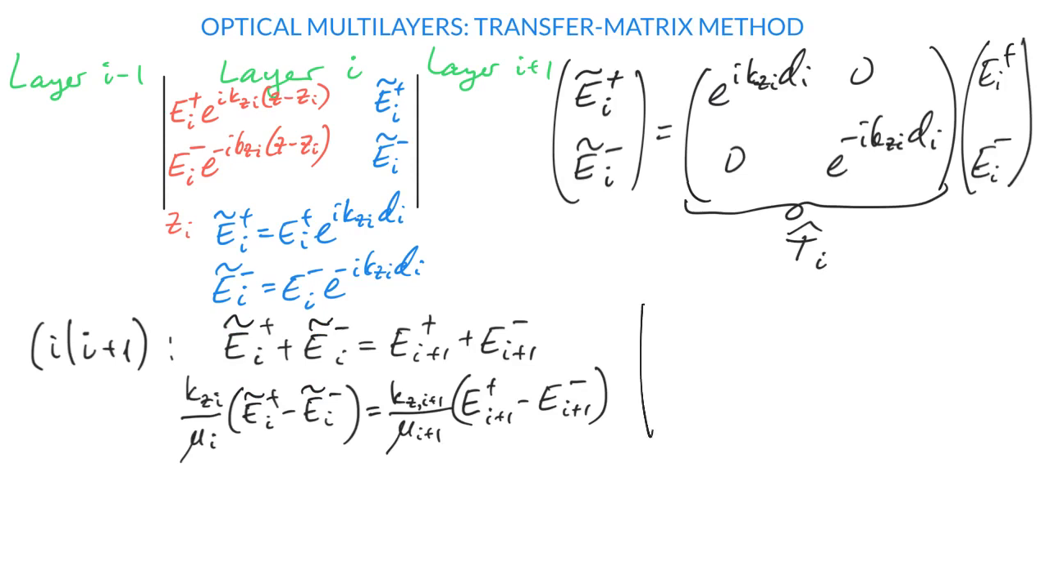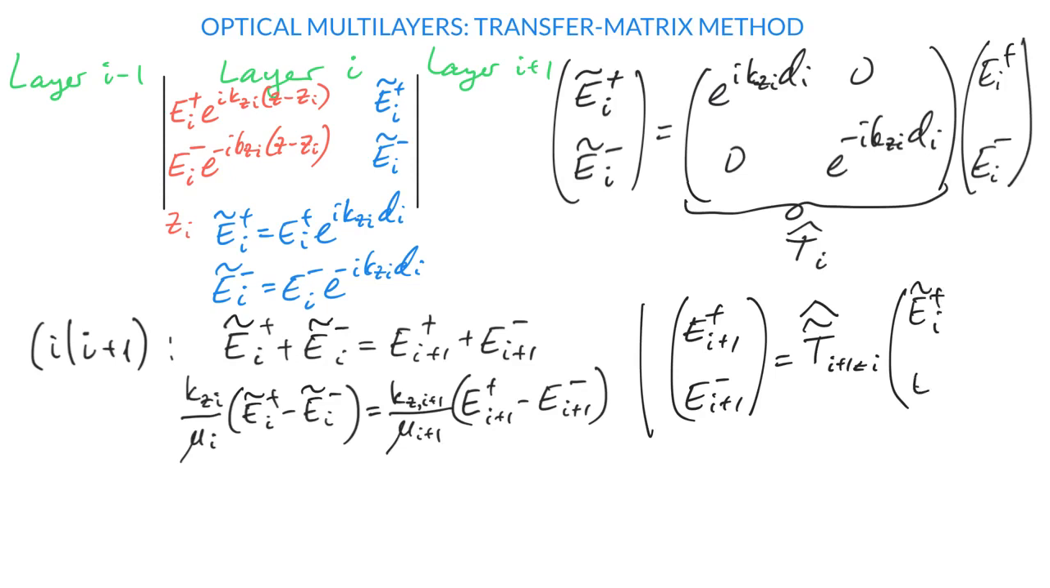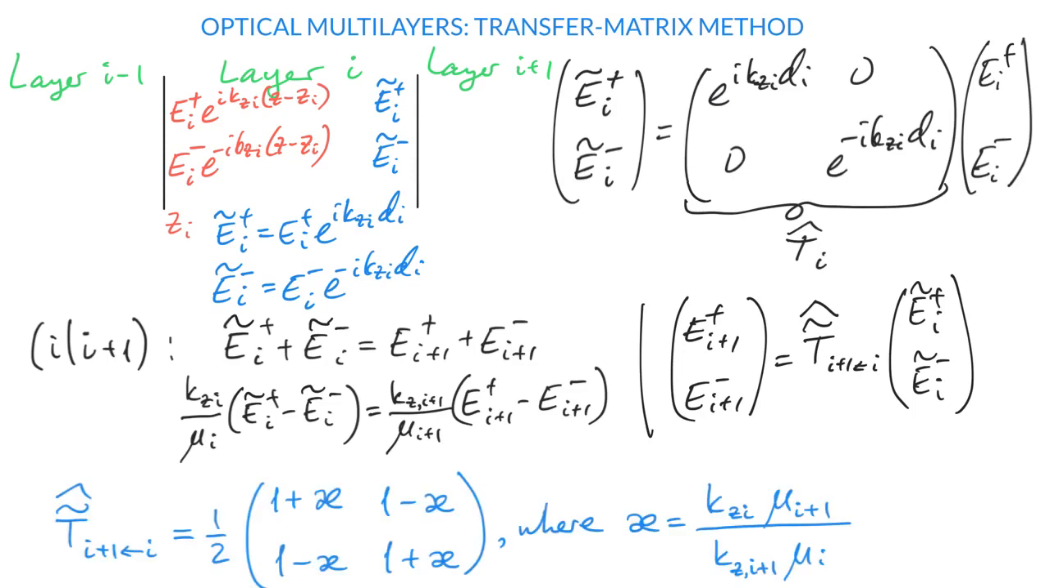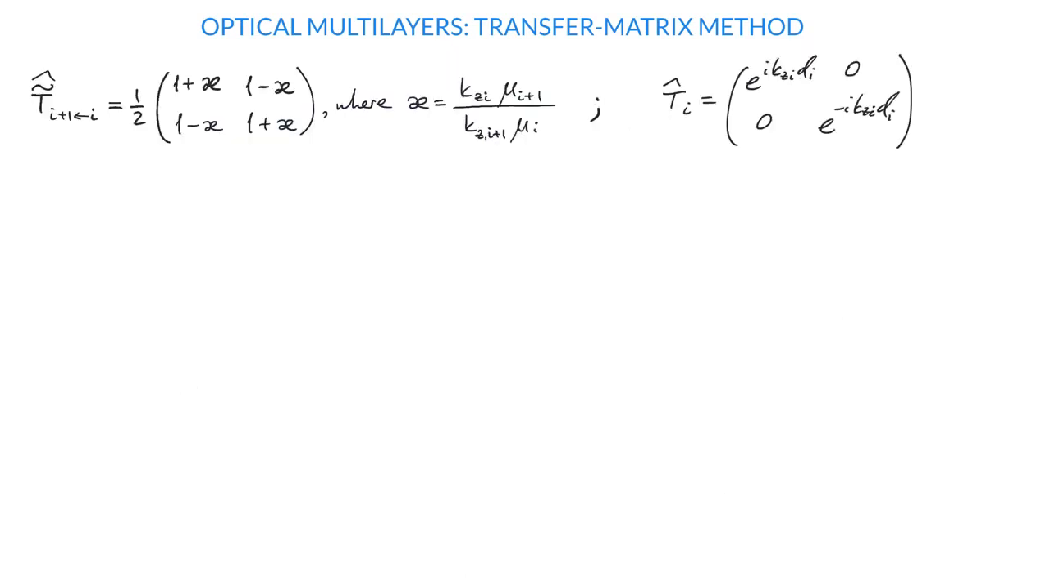We can now introduce a new simplified transfer matrix that connects E plus and E minus in layer i plus 1 with the amplitudes in layer i with a tilde. This is the explicit form of this matrix, as can be easily found by using the two boundary conditions. Overall then, we have this straightforward prescription for constructing the T matrix for the entire optical multilayer. For each interface, we have a T matrix that has this form, with the parameter kappa given by the ratio of the corresponding quantities for the two regions on the two sides of the interface.